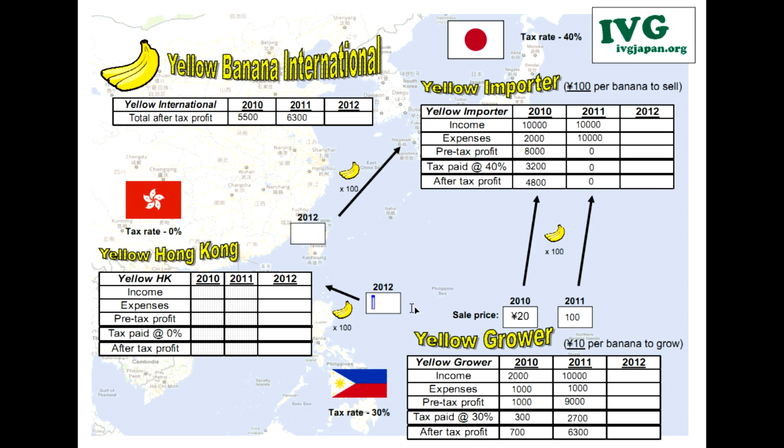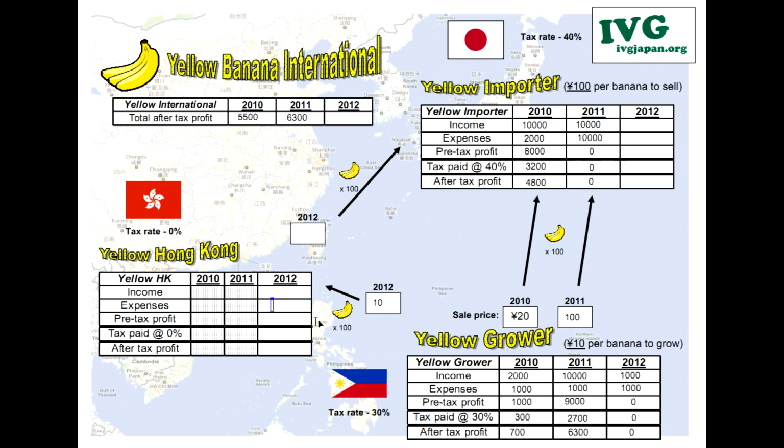So this time we're going to try and shift the profits away from both the Philippines and Japan into the Hong Kong business, and the way we do that is by artificially lowering the price this time to the Philippine subsidiary. So we're only going to pay them 10 yen per banana for each one, which means an income for them of 1,000 yen. Their expenses are still the same size plantation, etc., of 1,000, which means they have 0 pre-tax profits, they pay 0 tax on it, and they therefore have an after-tax profit of 0.